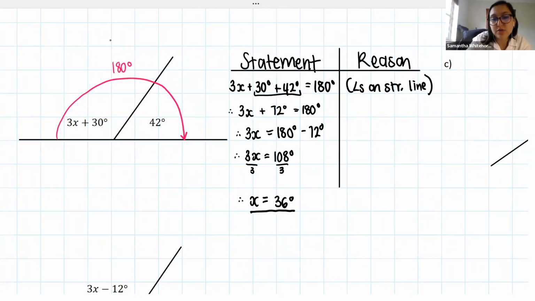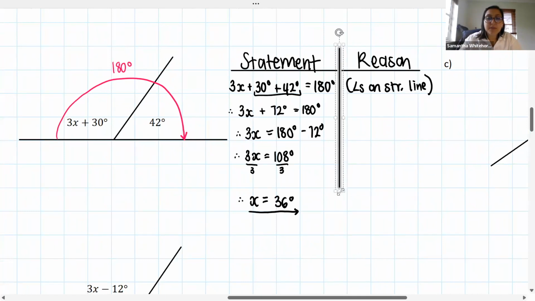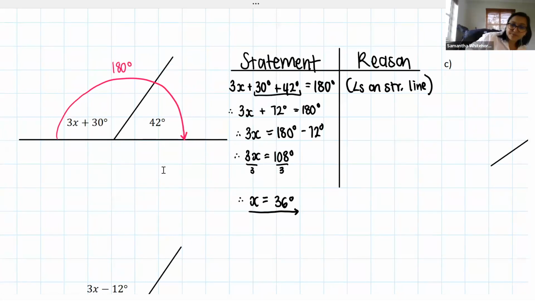All right, now once you solve for x, you're done. There's nothing else that you need to do. We've gotten the value of x for the specific diagram. If you wanted to, you could go and substitute it back into your original equation to make sure that when you add the 3x plus 30 plus the 42, you do get 180. Obviously, that's a good way to always make sure that you've done things correctly. And so much like with our algebraic equations, a good way to check your answer is always through substitution.